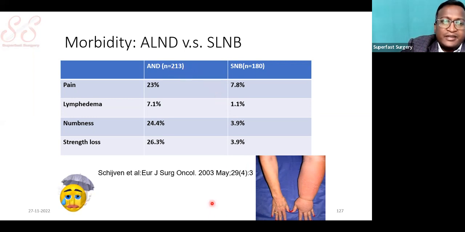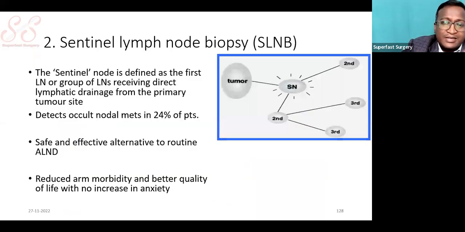So there was in fact data that suggested that ALND had significant comorbidities like pain, lymphedema, numbness, strength loss. And all of these parameters were statistically significant. So there came the concept of sentinel lymph node biopsy.